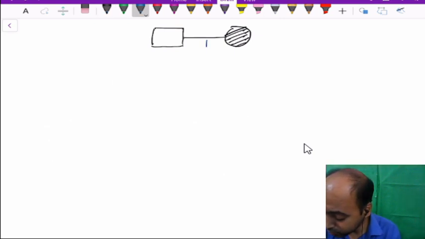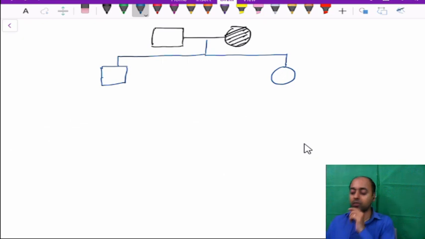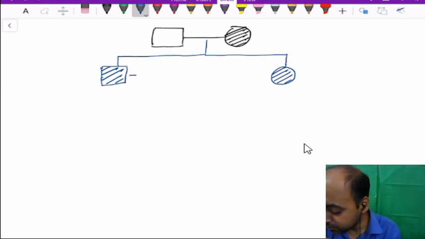Now when they are going to have their offsprings, one male and one female, what will happen to the offsprings? Remember we have said an affected female transmits the disease to all her offsprings. So the female is affected, therefore both the offsprings will be affected. In the course of time, these offsprings are going to have their own families.